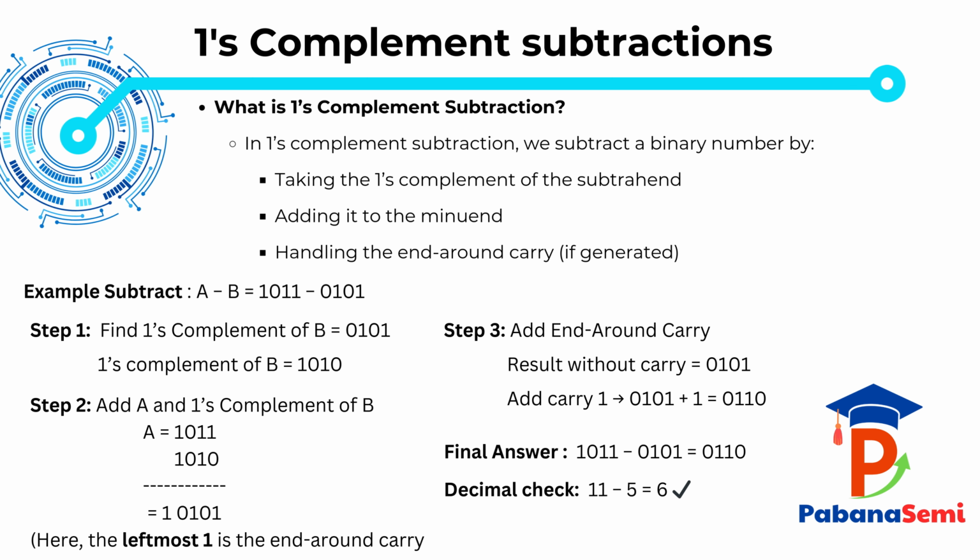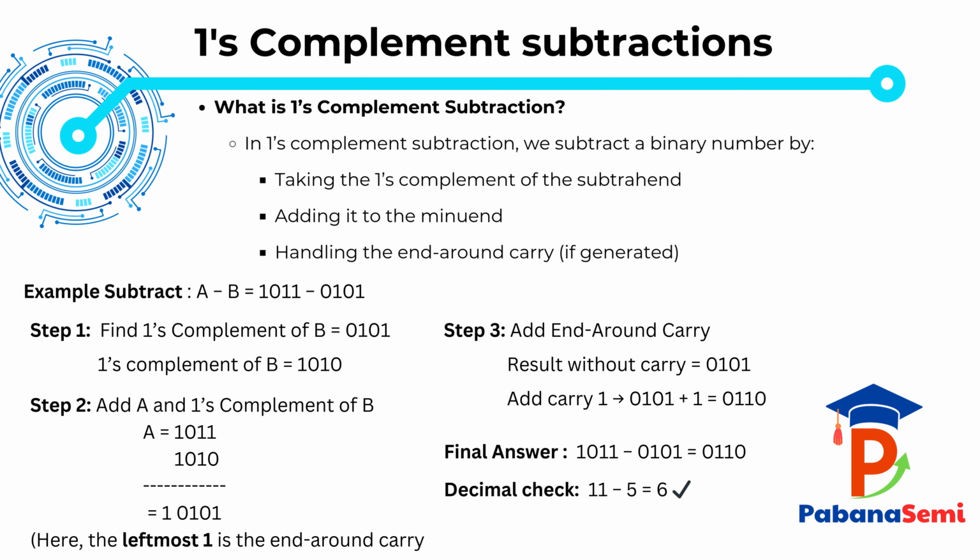Step 2. Now we add this ones complement to the minuend. We add 1011 plus 1010, which gives us 10101. Notice that extra 1 on the left. This is called the end-around carry. Step 3. In ones complement subtraction, we must add the end-around carry back to the result. So we take 0101, add 1, and we get 0110. So the final answer is 0110, which is 6 in decimal.